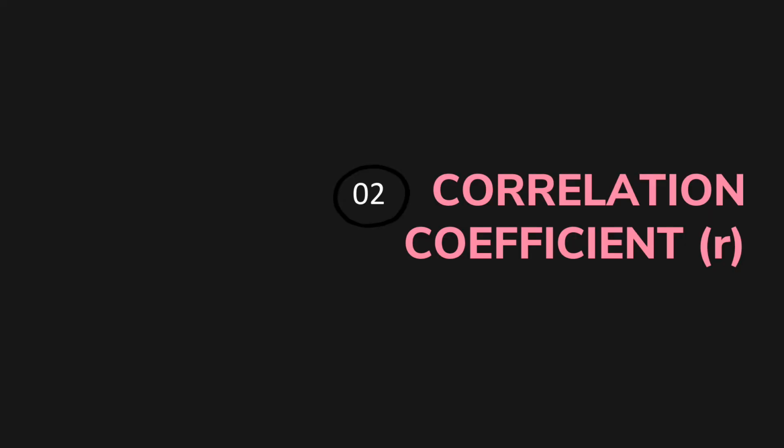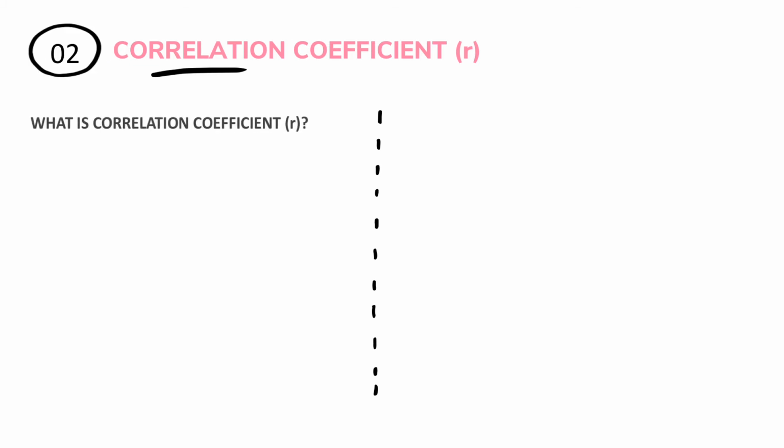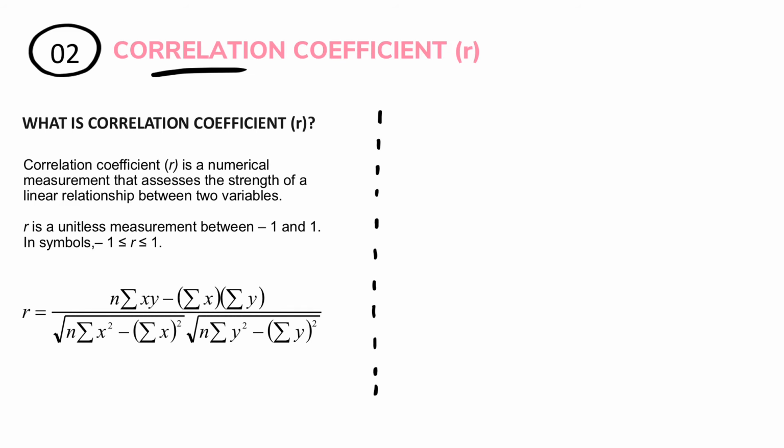The second subtopic that we're going to discuss is correlation coefficient, or simply known as R. What is a correlation coefficient? It is a numerical measurement that assesses the strength of a linear relationship between two variables. The values of R is between -1 and 1. Given a data set of x and y, you can solve the R value using this formula.